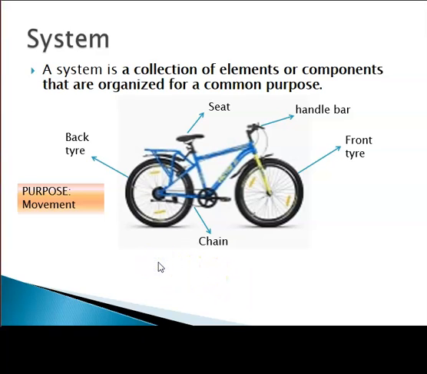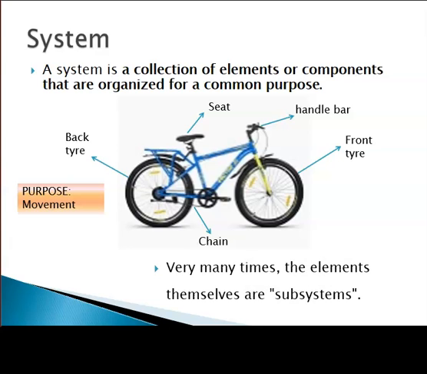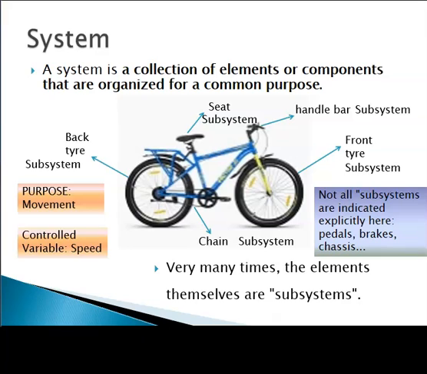With this said, we can say that these components themselves are built out of several elements, so they are very strictly subsystems. So we have a front tire subsystem, a back tire subsystem, a handlebar subsystem, chain subsystem, seat subsystem, and pedal subsystem, and all the other subsystems that make up this bicycle. Once we notice this, we also notice that we are interested in the speed of this bicycle, and we say the speed is the controlled variable.